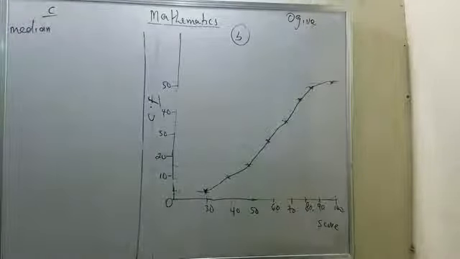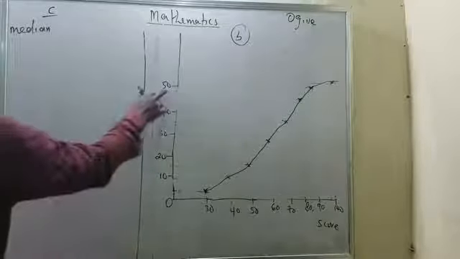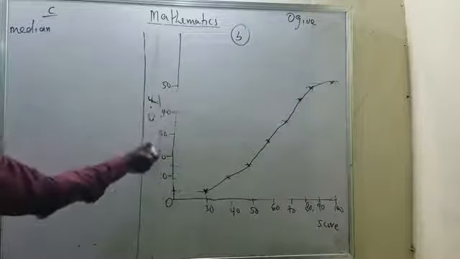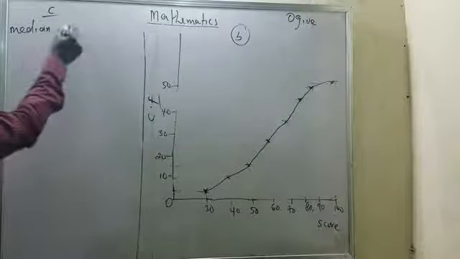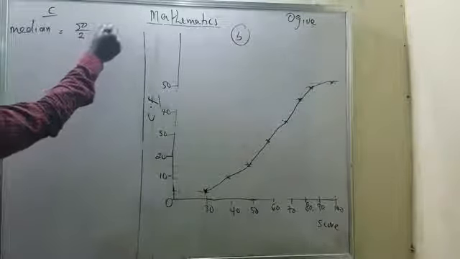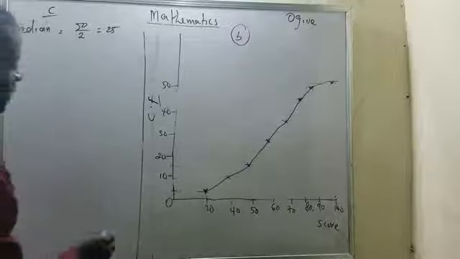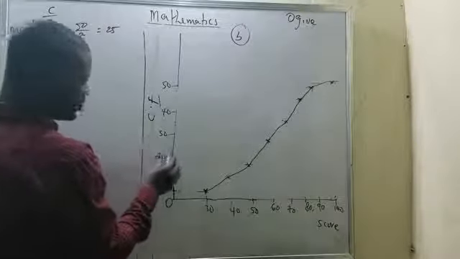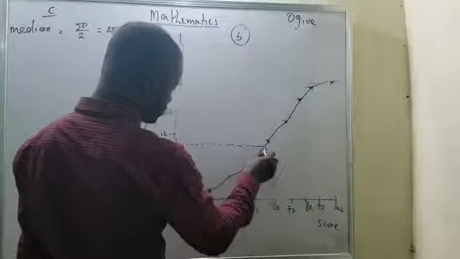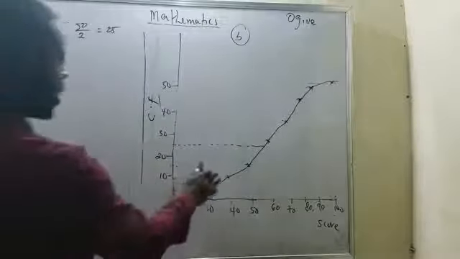Now, what is the halfway up of the cumulative frequency? This is 50. This is the total of the cumulative frequency. Now, 50 divided by 2 is going to be 25. Where is my 25? 25 will be somewhere here.